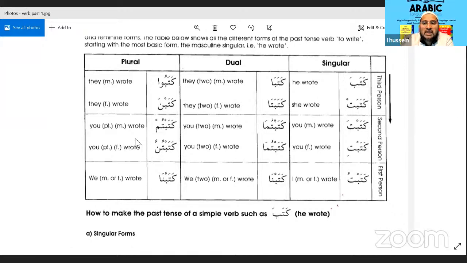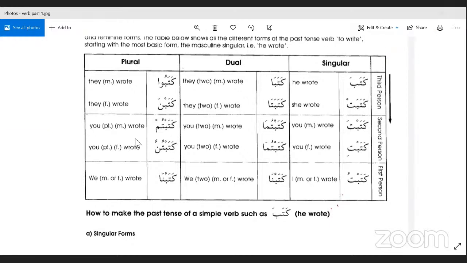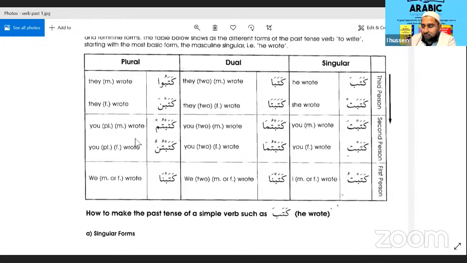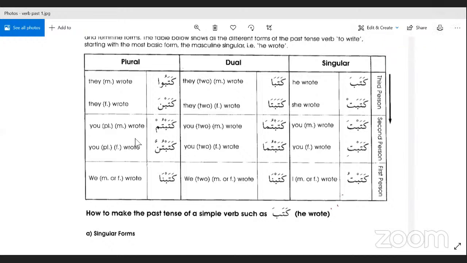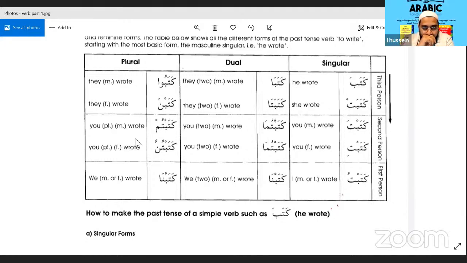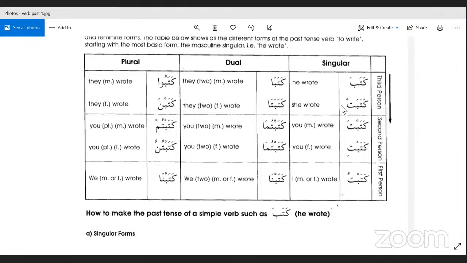I'm going to give you the verb dakhala. Dakhala means he entered. Dakhala, he entered. Yep. Dakhala, they two entered. Male. Dakhalu, they all entered. Male. Dakhalat, she entered. No, dakhalat. She entered. Dakhalat, she entered.